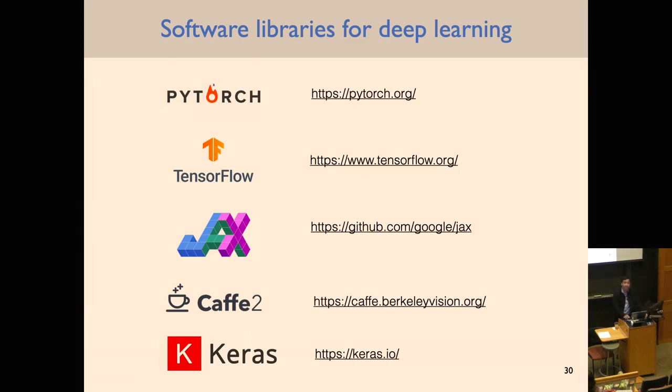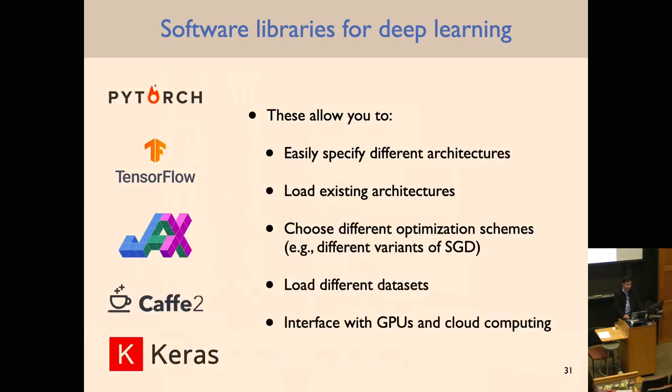Okay, so to make all of this work, there's a bunch of different software libraries. I've listed just 5 of maybe the most popular ones here: PyTorch, TensorFlow, JAX, Caffe, and Keras. These software libraries do a lot of different things, and I think the availability of really mature software has led to a lot of the progress that we've seen in deep learning over the last few years.